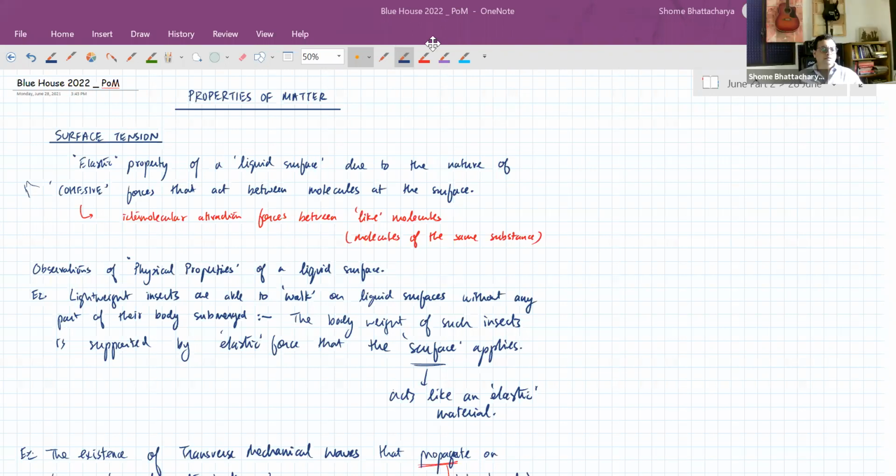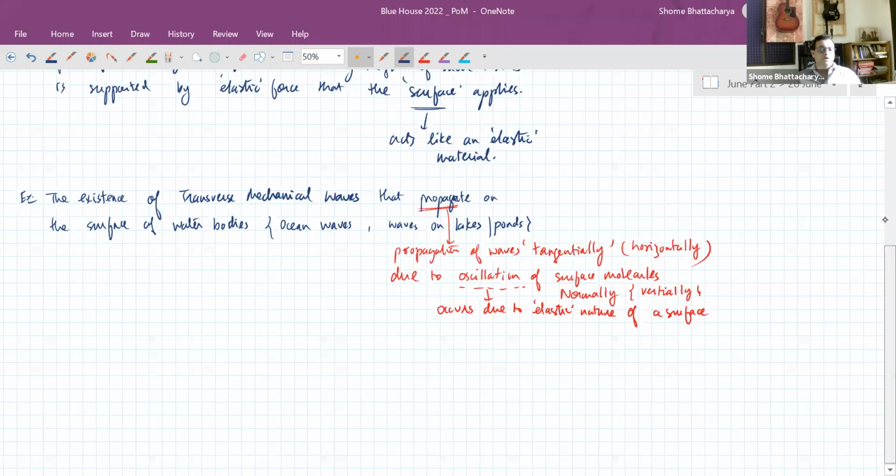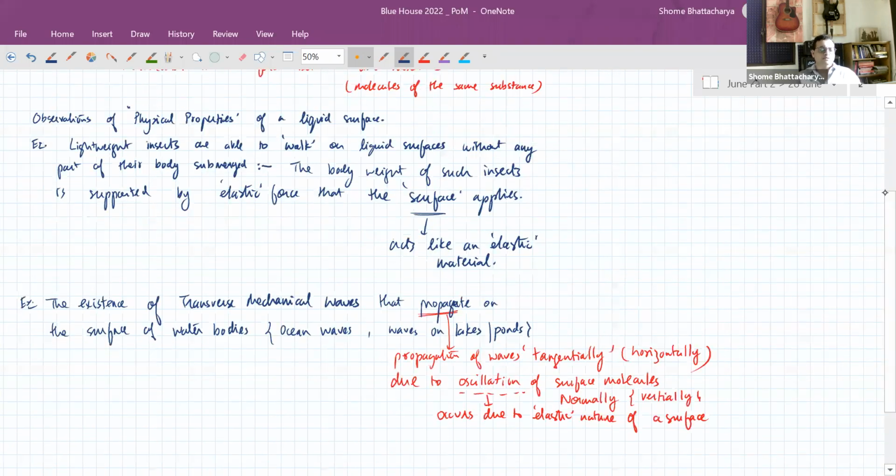Okay, so in general, when we talk about intermolecular attractive forces, we talk about two types, cohesive and adhesive. Cohesive is the attractive forces between like molecules, that is molecules of the same species or the same substance. And adhesive is between different substances or unlike materials. When we discuss contact angle later, we will see how adhesive forces play a role also. But right now we're discussing purely the surface tension of a liquid.